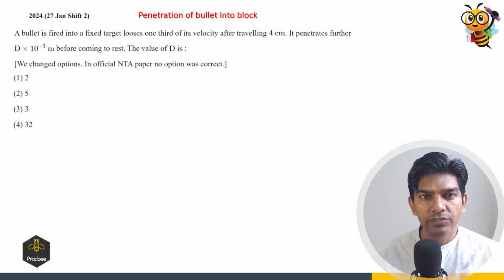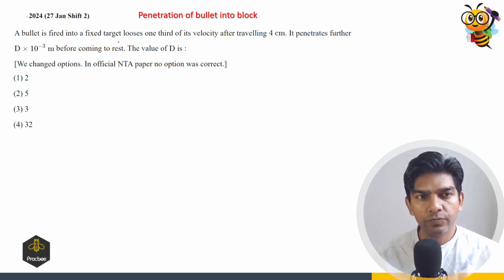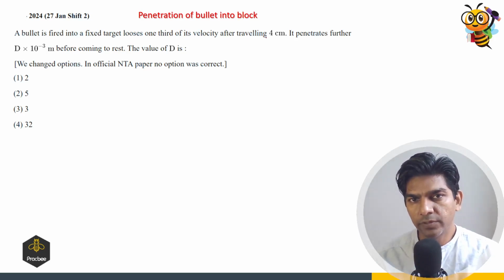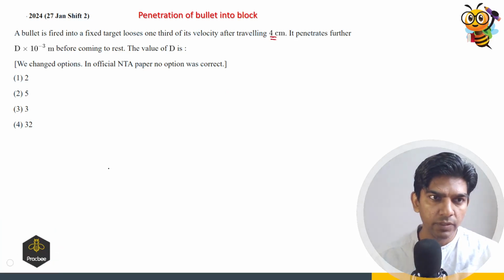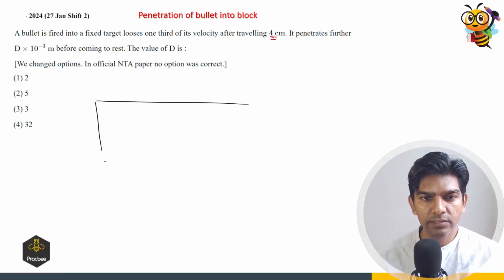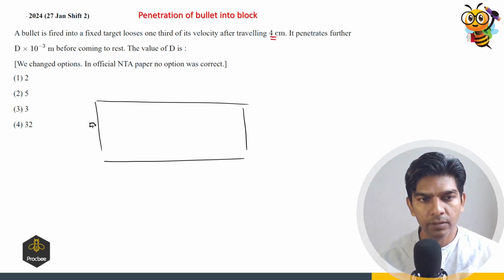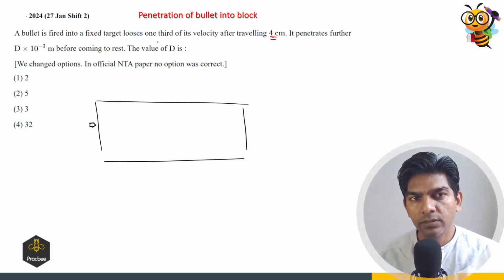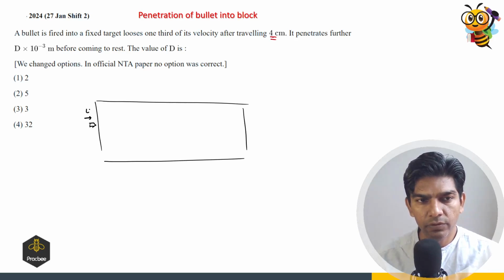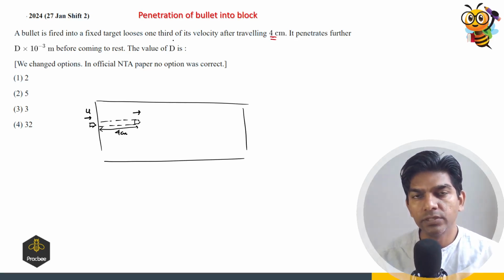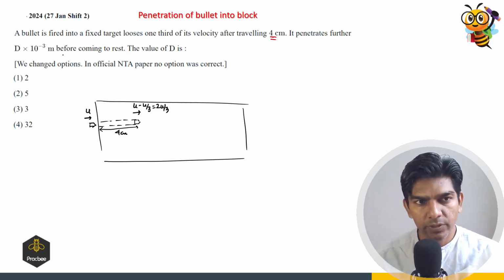Now let us see another problem based on the same problem type. A bullet is fired into a fixed target, loses 1/3 of its velocity after traveling 4 centimeters. So we have a fixed target, and there is a bullet, and it loses 1/3 of its velocity. Suppose it has velocity u, after penetrating 4 centimeter its velocity becomes, it loses 1/3, it means u minus u by 3, which is 2u by 3. It penetrates further d into 10 raised to power minus 3 meters before coming to rest.